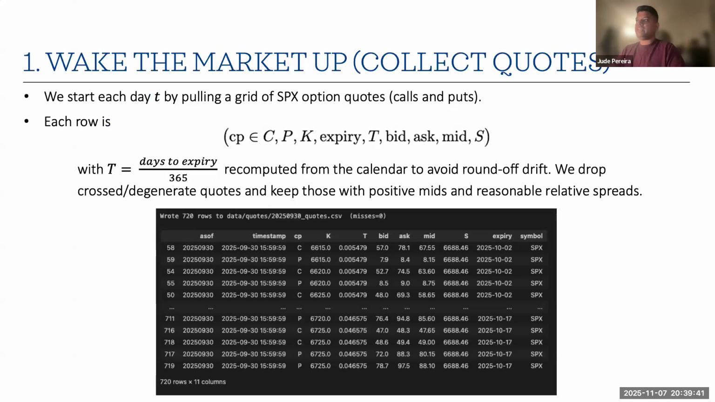We start with obtaining the quotes data for each day, the NBBO quotes data at the end of each day, and we choose to focus on the SPX option quotes. We obtain both the calls and puts, and you can see a snippet over here of what my quotes data looks like. I obtain the expiry, the maturity, the strike price, and the bid and ask, especially since it's real market data, and I compute the mid using the bid and the ask. And I also obtain the index data, which is the SPX index.